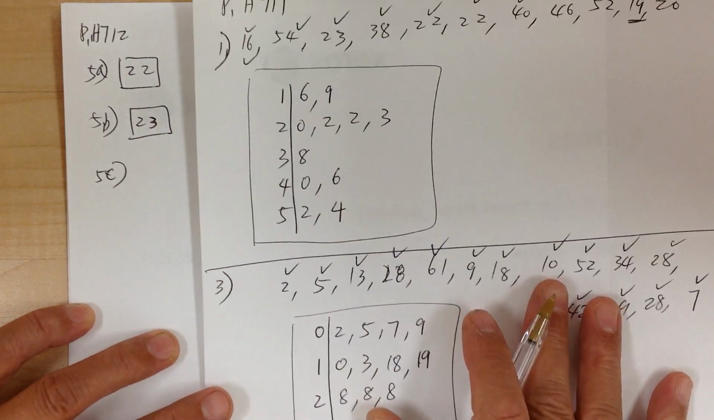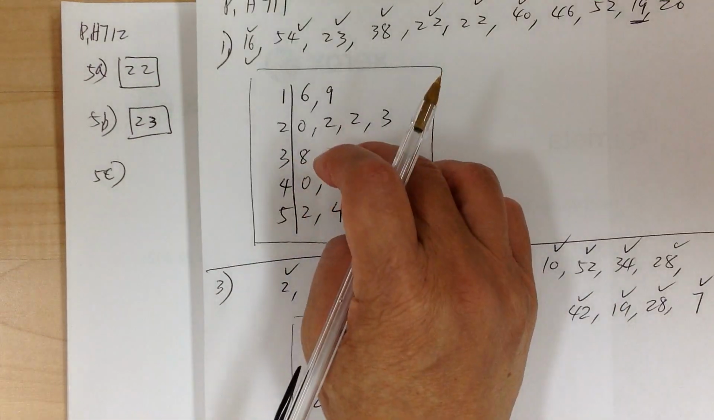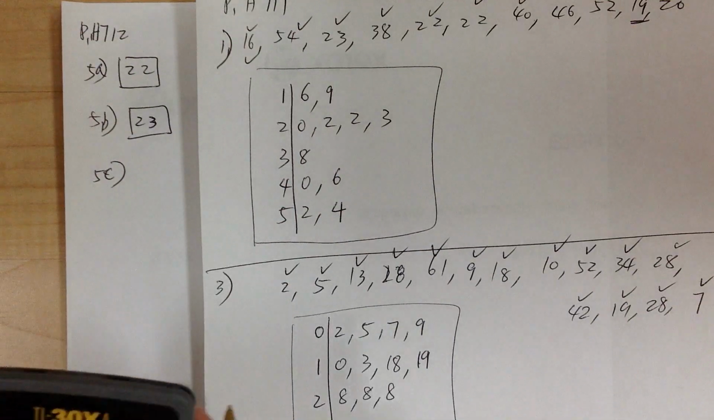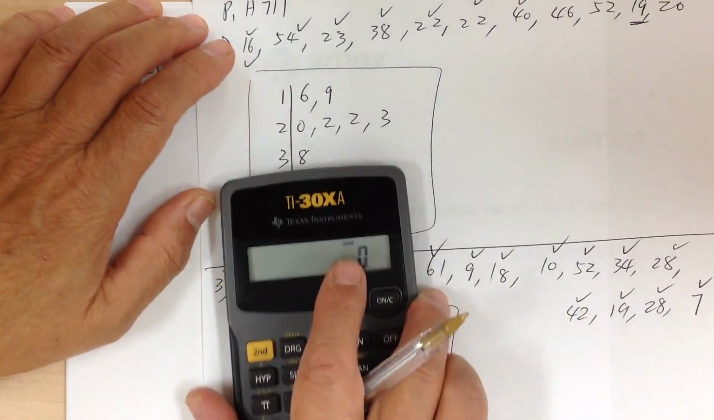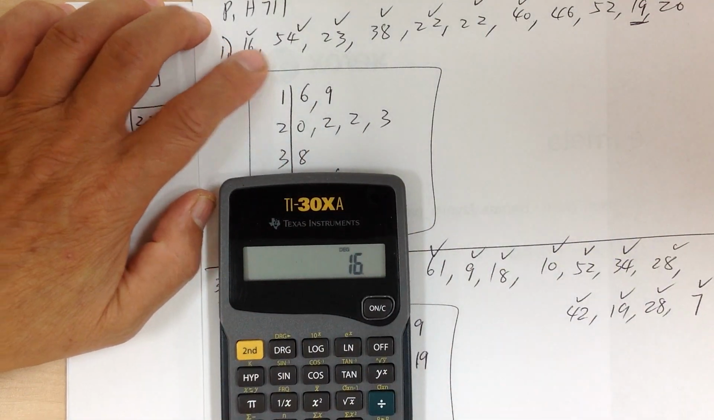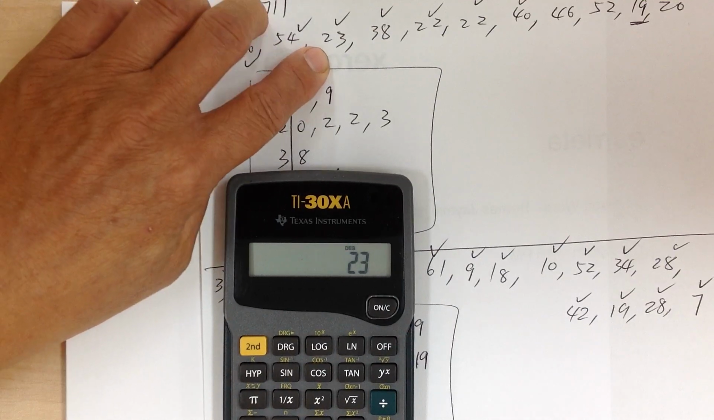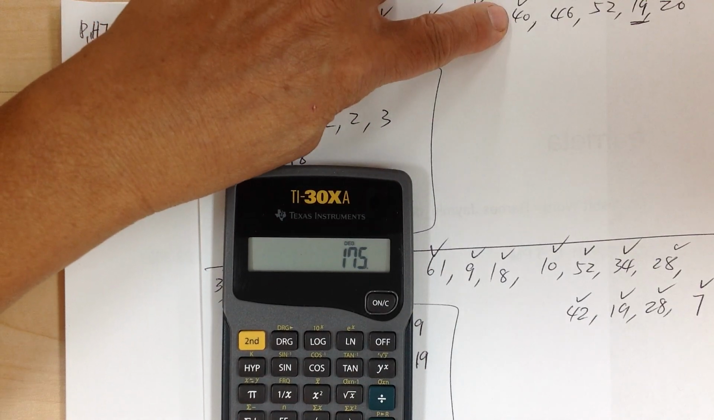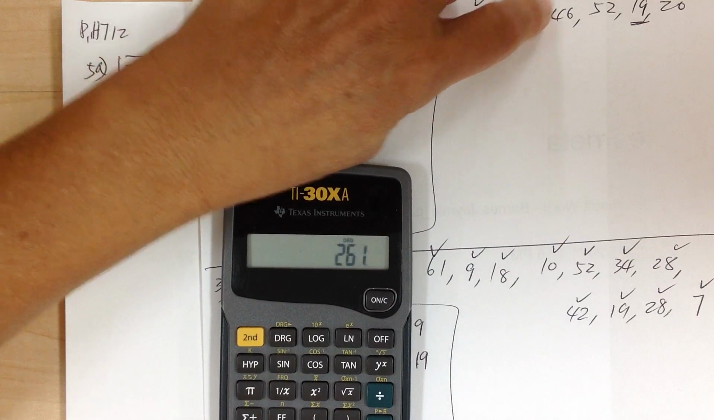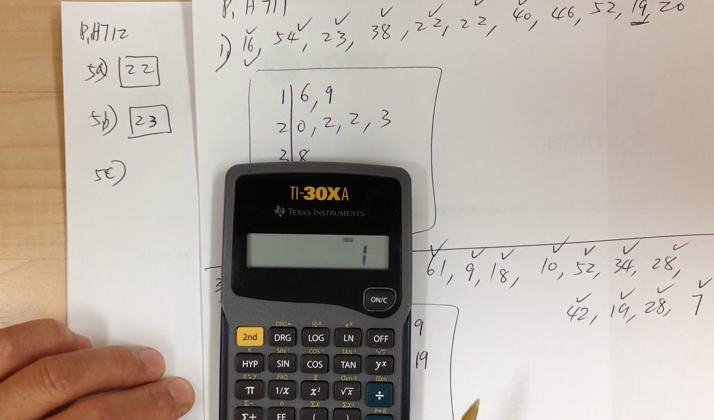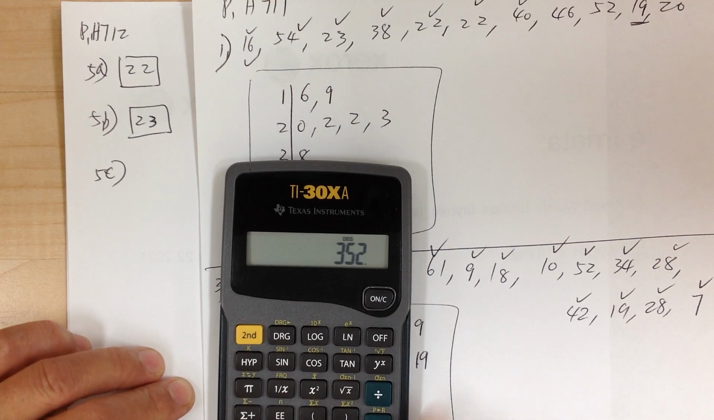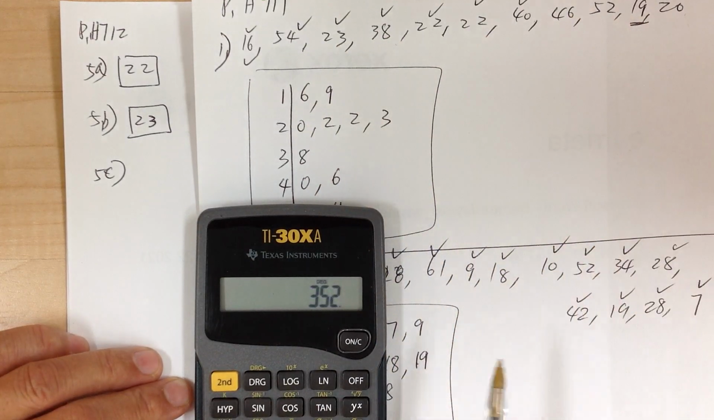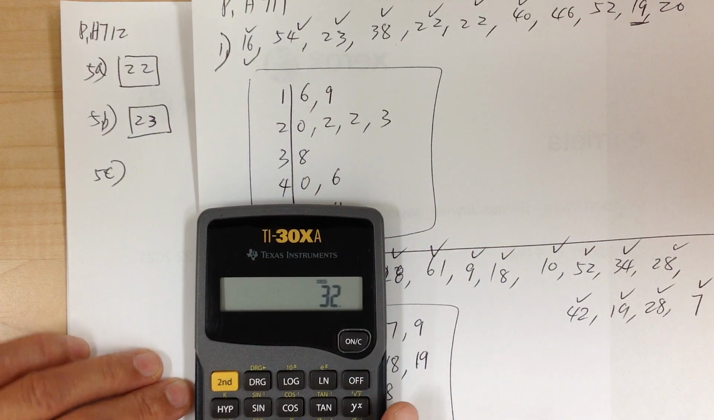5C, the mean. The mean is the average. To find the average, you add all of these together and divide. So it will be 16 plus 54 plus 23 plus 38 plus 22 plus 22 plus 40 plus 46 plus 52 plus 19 plus 20. Then you divide by the number of entries. You have 11, so divide by 11, and that will give you 32.